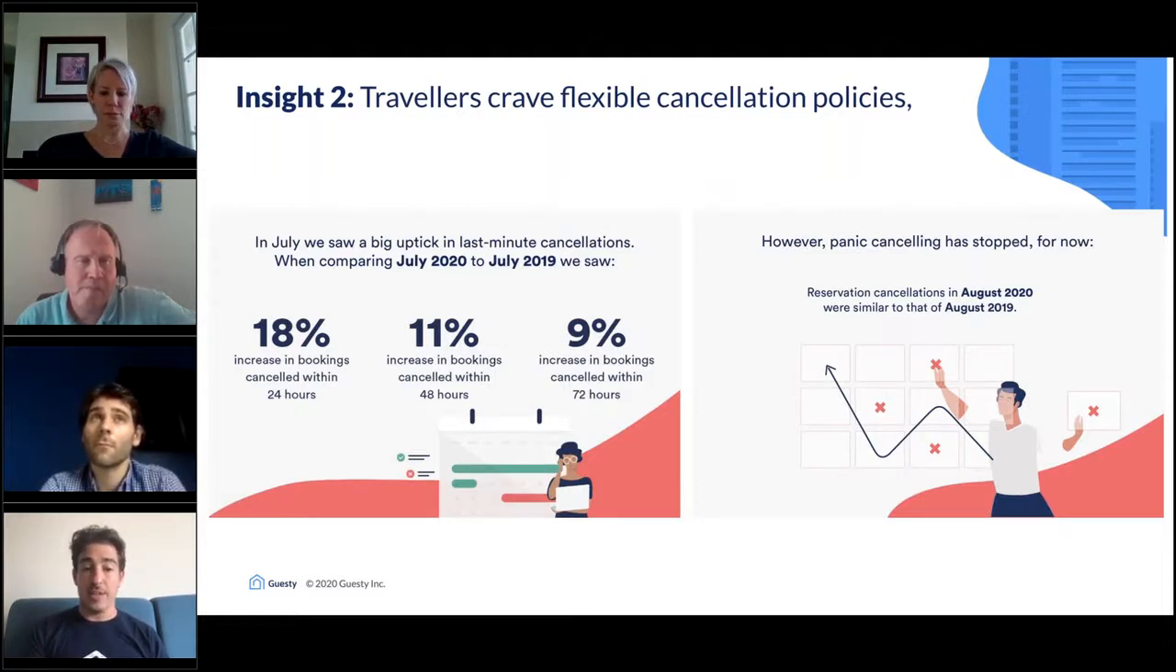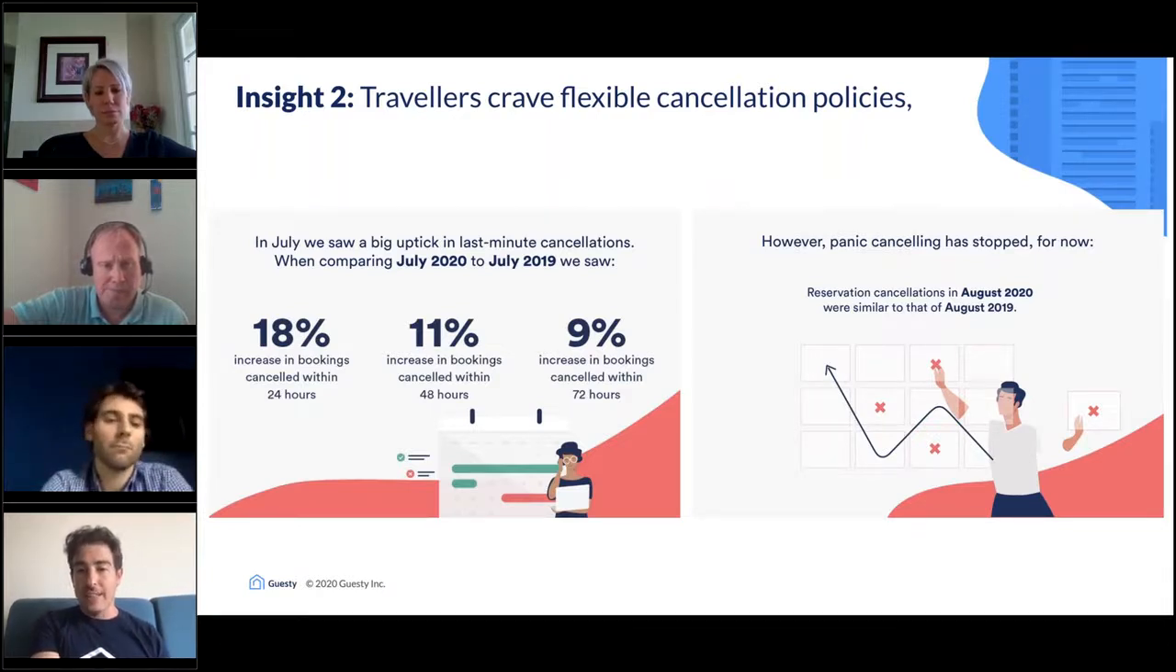an 18% increase in bookings canceled within 24 hours, which means people actually make the booking and then change their mind very quickly. You have an 11% increase in bookings canceled within 48 hours before check-in, and a 9% increase in bookings canceled within 72 hours. And so there are definitely last-minute cancellations, but it's going down. So in August 2020, it was similar to August 2019.